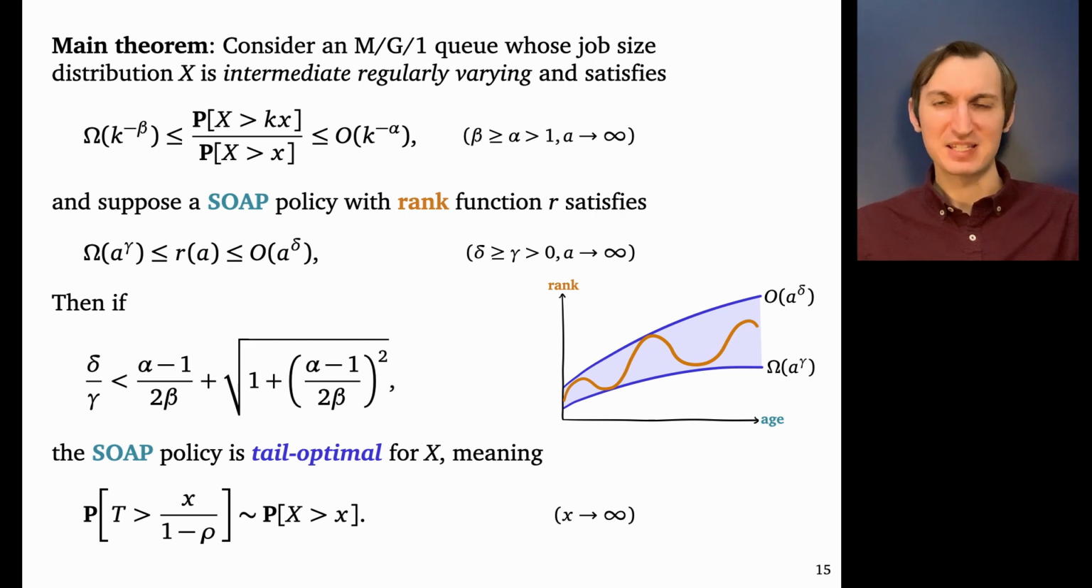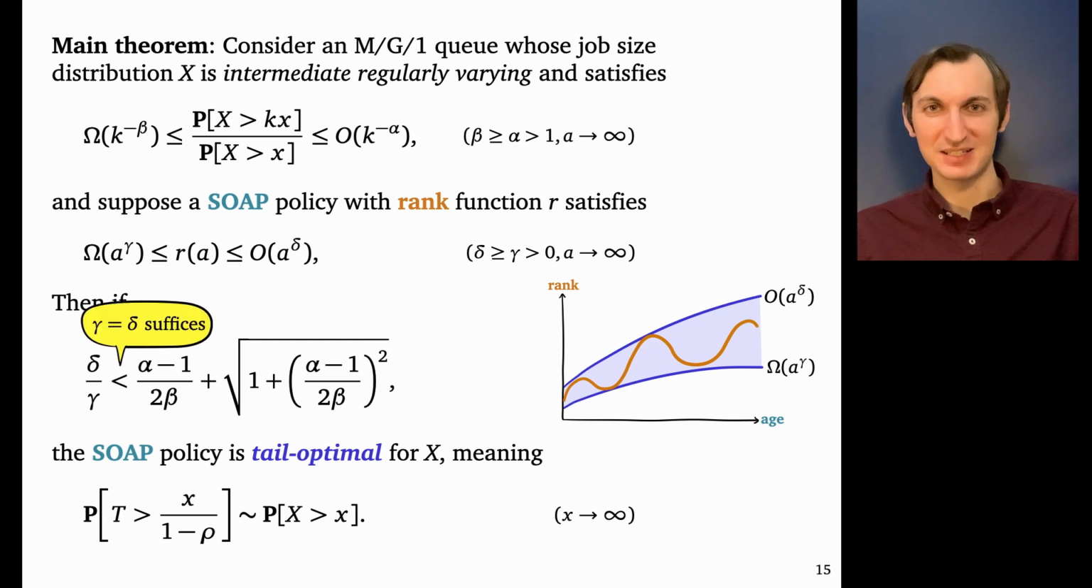You might be thinking, okay, this condition with the delta over gamma less than blah, blah, blah, blah, looks very complicated. Is there an easier thing to remember? And there is. It turns out that this blah, blah, blah on the right is always at least 1. So if you can get gamma equals delta, that suffices.